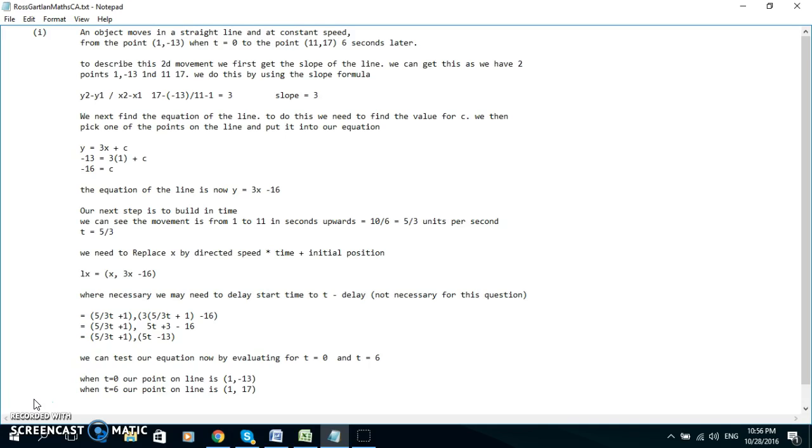So we can now evaluate this when t is equal to 0. Our point on the line is 1 minus 13. When t is equal to 6, our point on the line is 117. So that proves that we have the right formula. As we can see here, the points match, and that's the equation described.